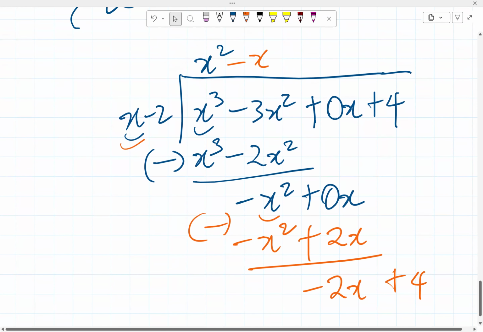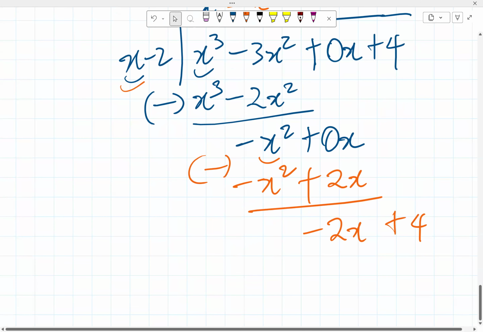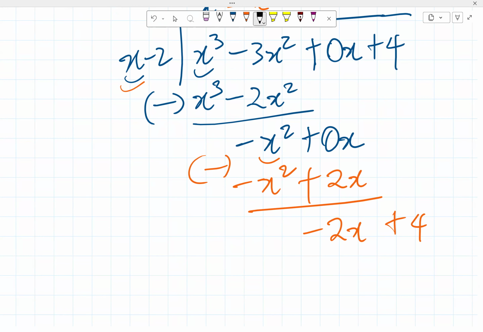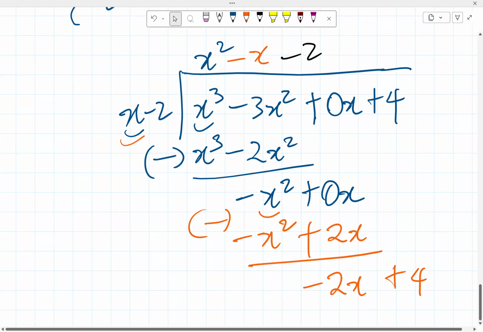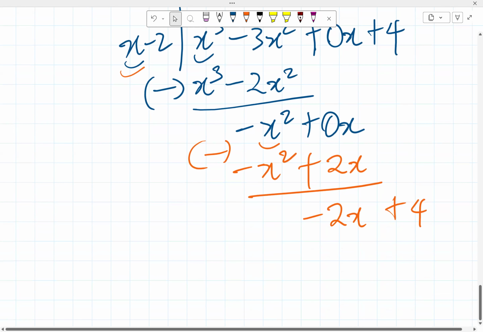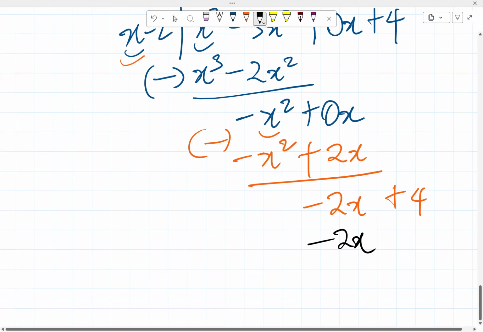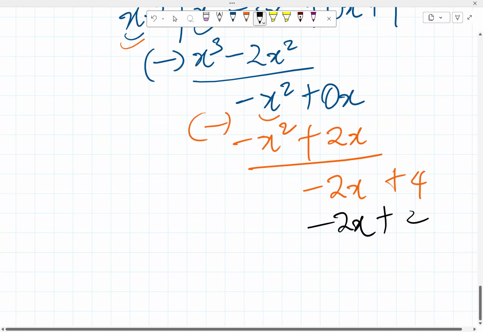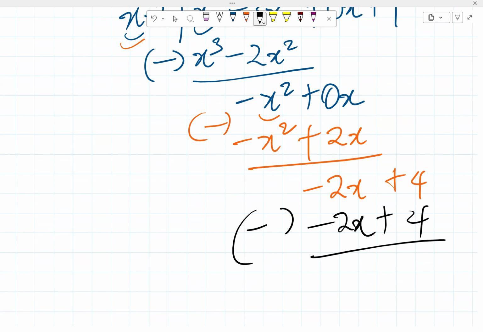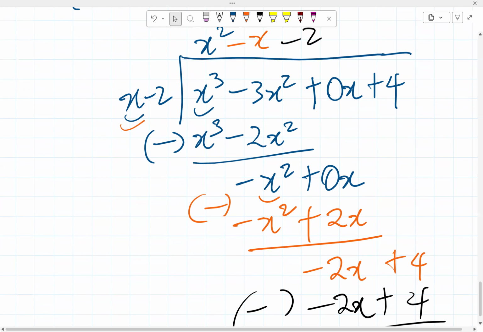Then you go again. When x divides minus 2x, you get minus 2, because minus 2x over x is minus 2. So minus 2 times x, you have minus 2x. Then minus 2 times minus 2, you have 4. Then you subtract. Minus 2x minus minus 2x is 0, 4 minus 4 is 0. So all this is gone. So there's no remainder.